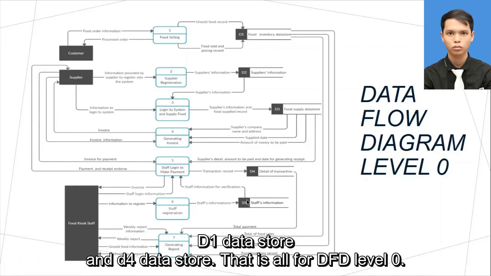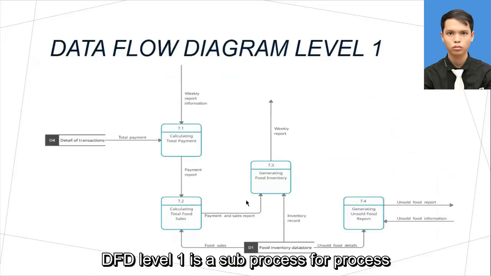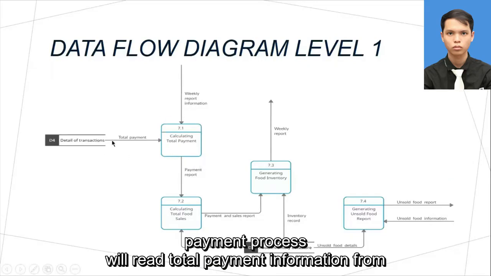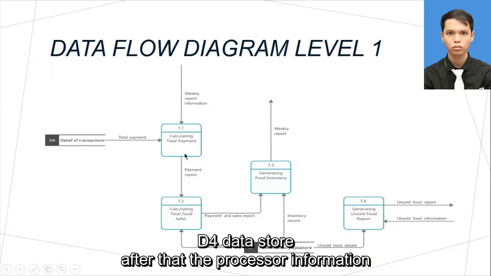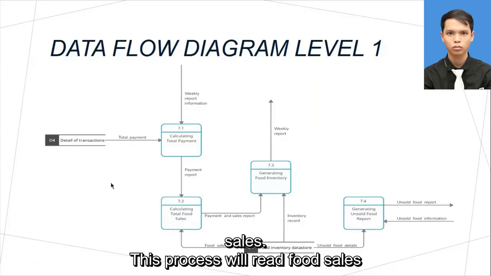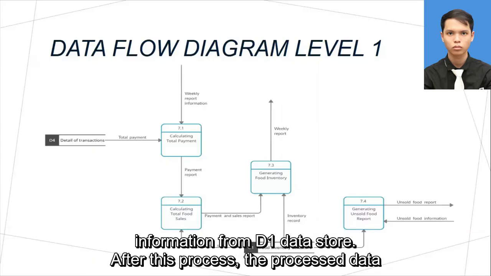That's all for DFD level 0. DFD level 1 is a sub-process for process 7 in DFD level 0. The calculating total payment process will read total payment information from the D4 data store. After that, the processed information will flow to this process, which is calculating total food sales. This process will read food sales information from the D1 data store.